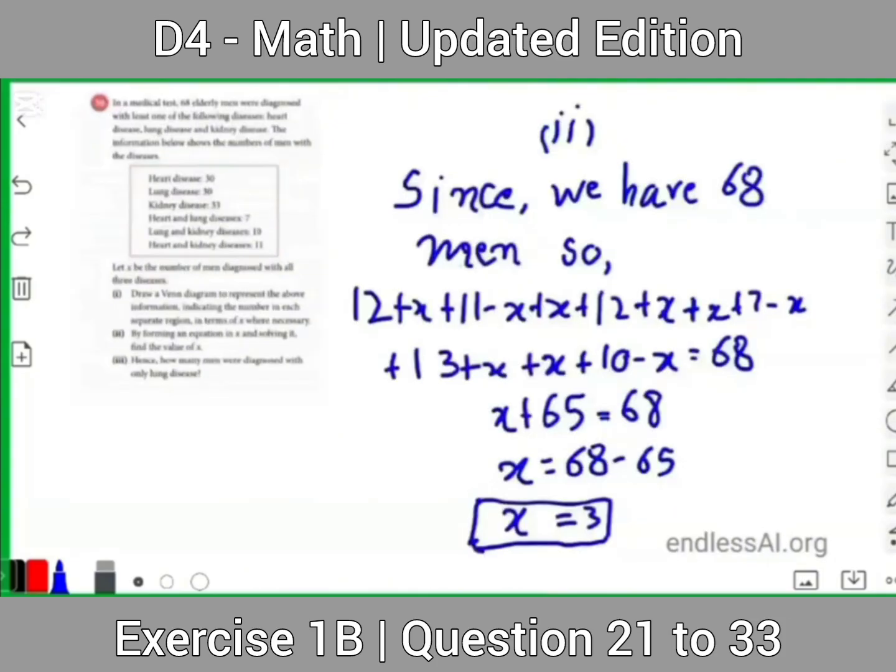Now for part 2, since we have 68 men, we will add up all the information that we have shown in the Venn diagram and put it equal to 68, and after simplifying it we will get an equation x plus 65 is equal to 68. This 65, when it goes to the right hand side, will become minus 65. So 68 minus 65 gives us x is equal to 3.